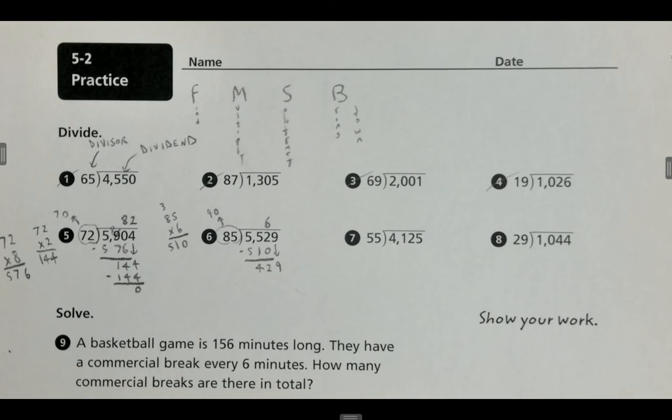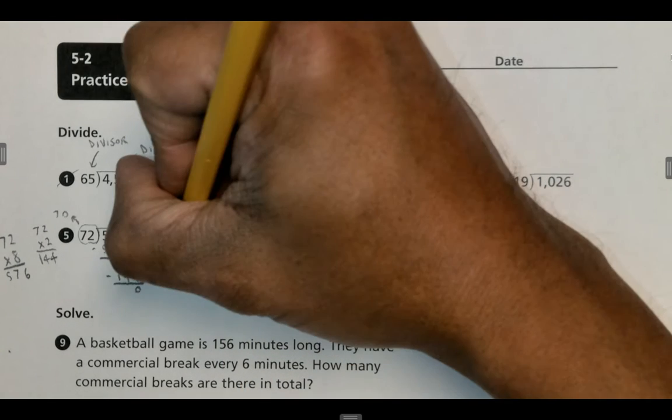Now I go back to find, using my rounded number first to get in the ballpark. How many times does 90 go into 429? Well, let's see. 9, 18, 27, 36, 45. Let's go back to 36. 90 times 4 is 360. I'm going to test out 4. So 85 multiplied by 4.